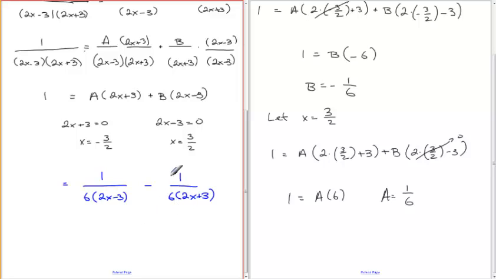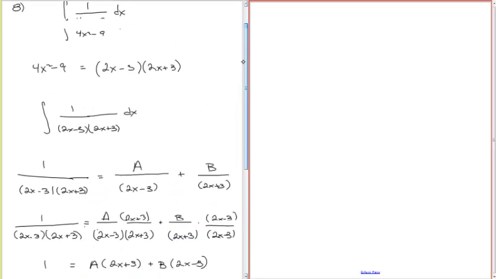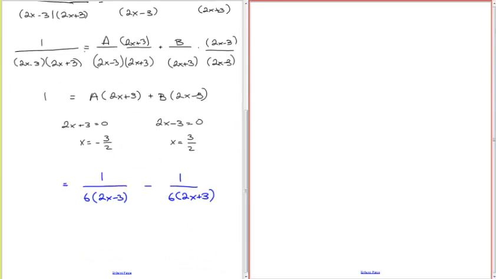So now what do we do? Okay, now we integrate it. I'm going to add a page in between here. Rather than integrating this original fraction, which we don't know how to do, we integrate these two fractions. So now we're integrating 1/6 times 1 over (2x minus 3), minus 1/6 times 1 over (2x plus 3), the whole thing times dx. Well, these are going to turn into natural logarithms, and that's how a lot of these work. When you have distinct linear factors, they're always going to be natural logs.